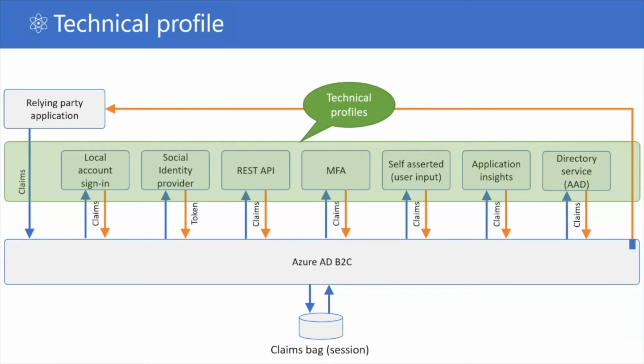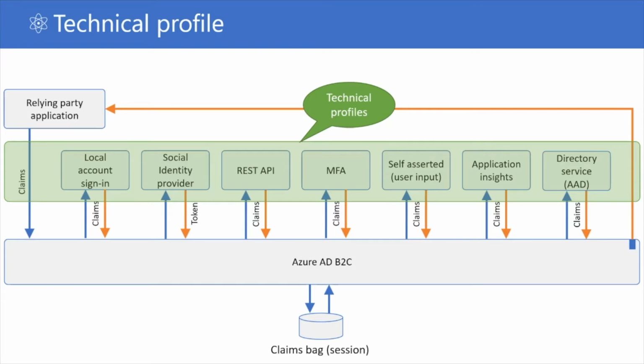Now, if we look at the diagram that we saw earlier, we'll see each of these items that sit above here. These are the technical profiles that are being called by the user journey. So there's a technical profile for the local account sign-in, a technical profile for calling the social identity provider, for calling a REST API. And each of these profiles, as you communicate with them, claims go in and then claims come back out as part of the exchange.